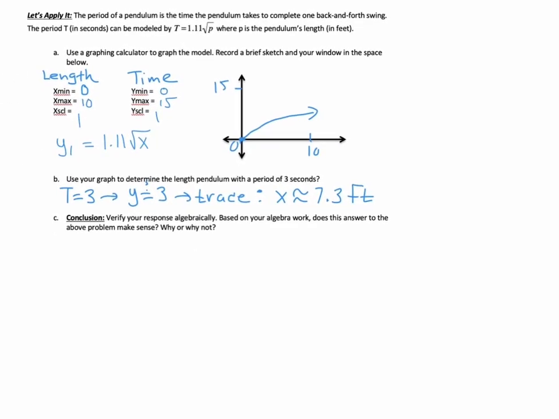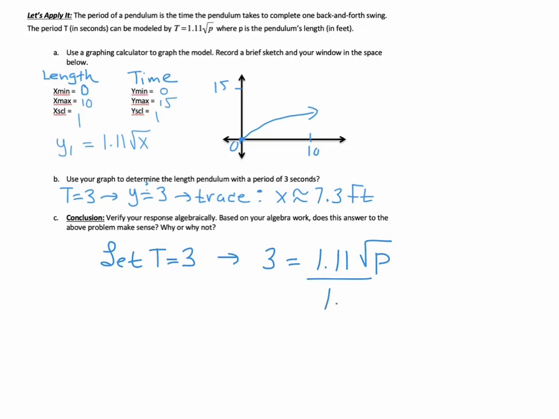And our conclusion is just to verify that that is indeed the case. So based on our algebra work, does this answer to the above problem make sense? Why or why not? What we're asked to do is just let our t equal 3. We're trying to figure out the length of a pendulum that would take 3 seconds to move back and forth. So in my equation, I would replace the t with a 3 and then solve for p.